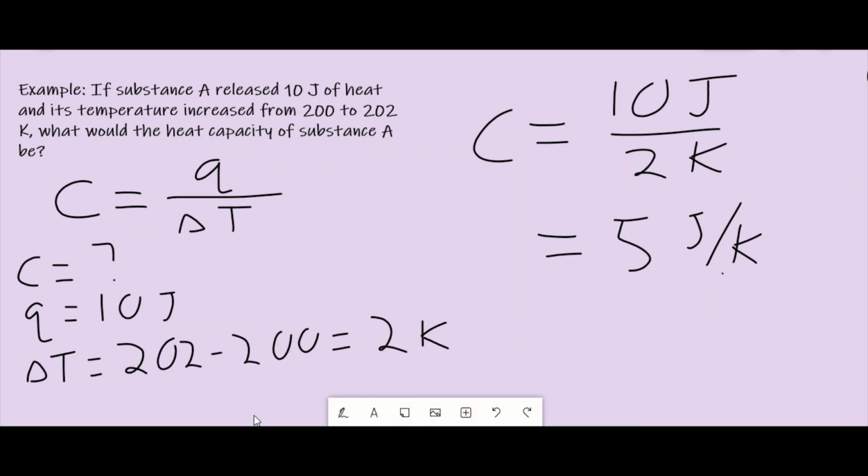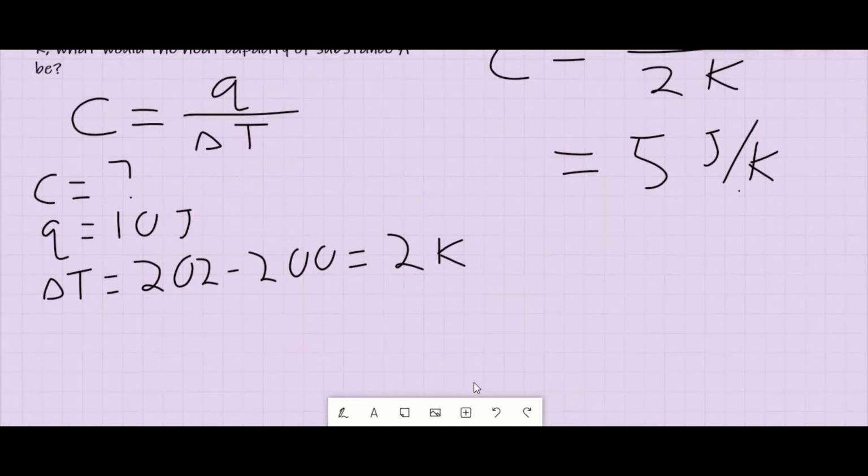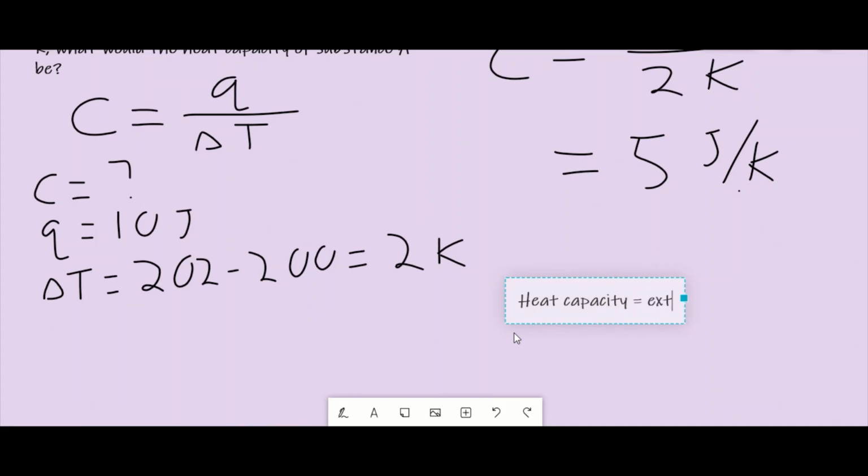Heat capacity depends on the mass of the object, so it is considered an extensive property. Let me write that down over here. Heat capacity is extensive. If you remember from the beginning of the year, extensive properties are properties that depend on how much matter you have. So the more mass you have, the more heat energy. Think about how if you're cooking something in a large pan, it takes longer to heat up the large pan than it does to heat up a smaller pan.